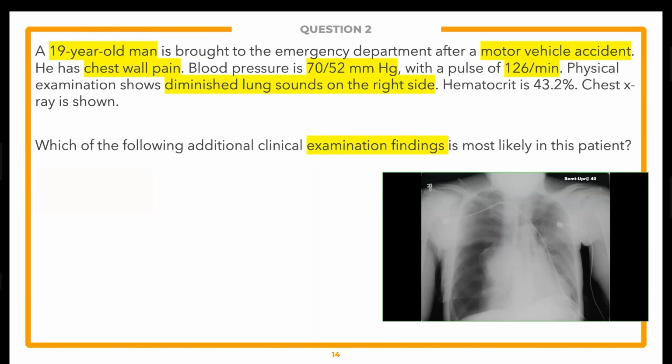Tachycardia, 126. Physical exam. So far, they give you some physical exam, shows diminished lung sounds on the right side. Hematocrit is 43.2, okay, not too bad. And chest x-ray is shown. Look at the image here. I'm not going to point too much out right now, but we'll talk about it.